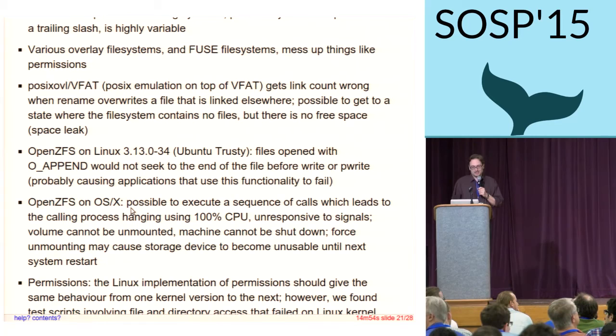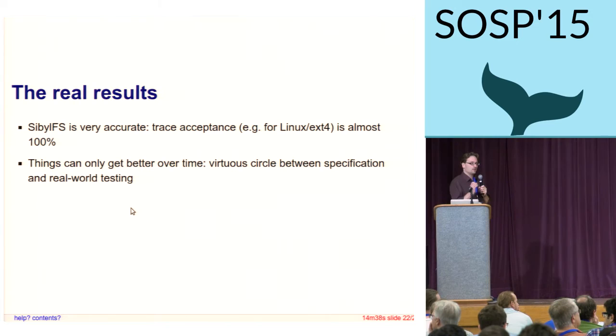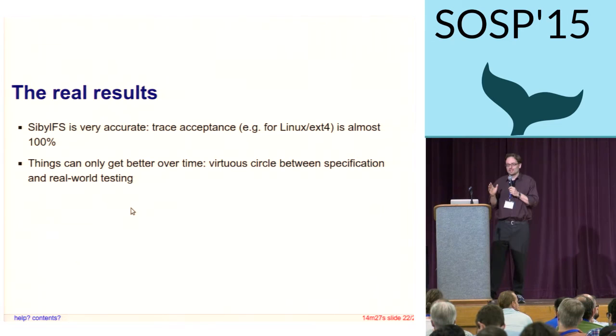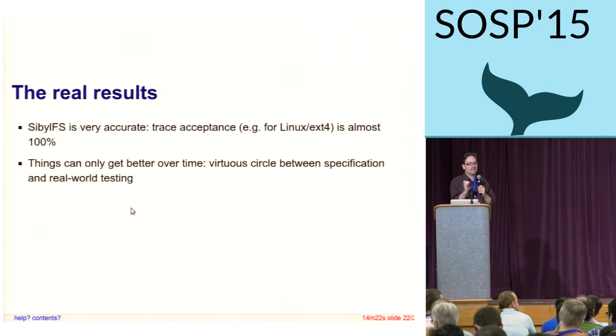Okay, so this shows that we did a lot of testing, but to my mind, these aren't the real results, right? The real results are that SibylFS is very accurate. If you look at a particular platform like Linux ext4, we've got almost 100% trace acceptance on that platform. So SibylFS is an extremely accurate model of the behavior of file systems such as Linux ext4.